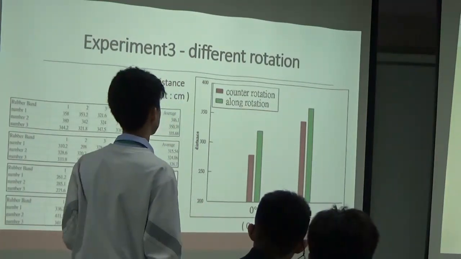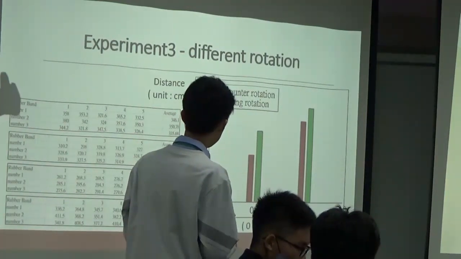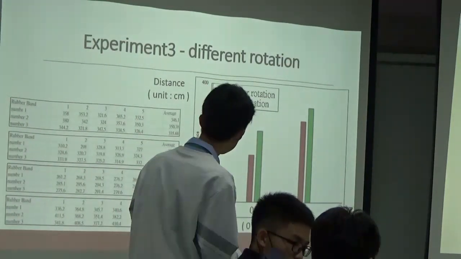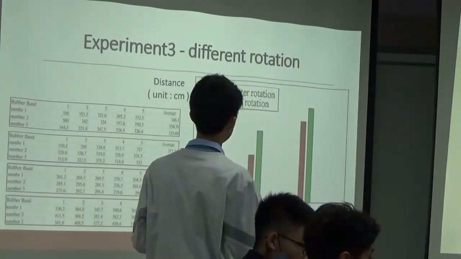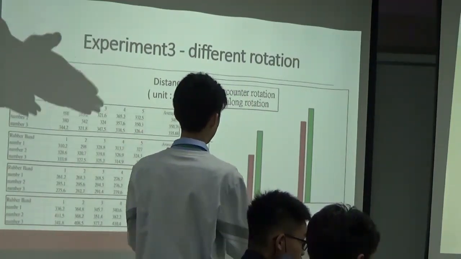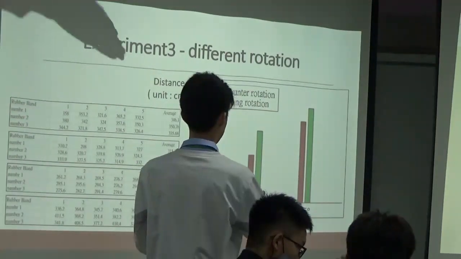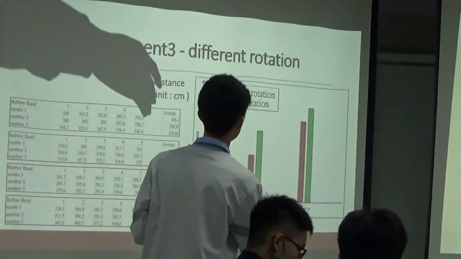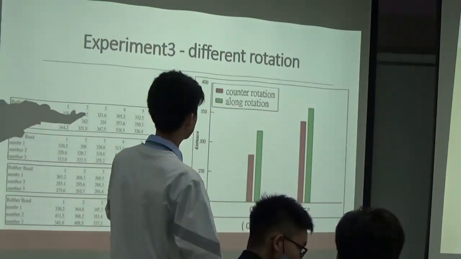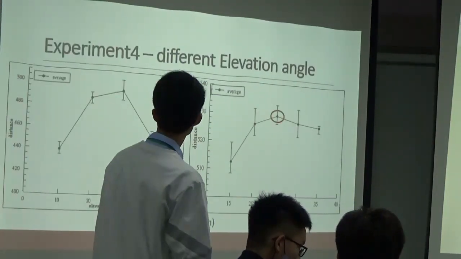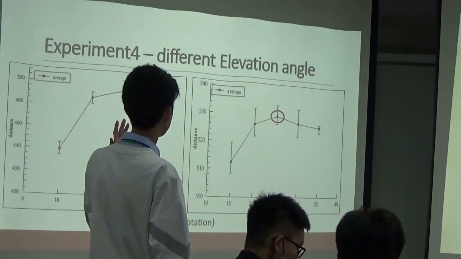This is my experiment here with the different rotations. I just want to know if there is a relation between the counter rotation and the rotation. At 0 degrees and 40 degrees it is very close, and you can see the rotation is always farther than the counter rotation. Okay, and this is my experiment with a different elevation angle.